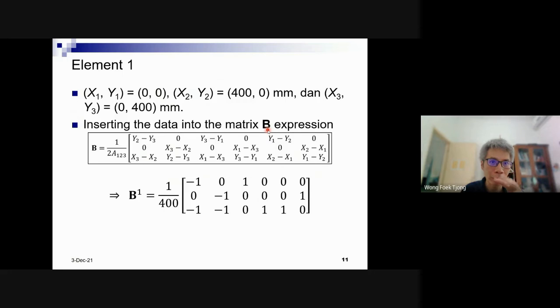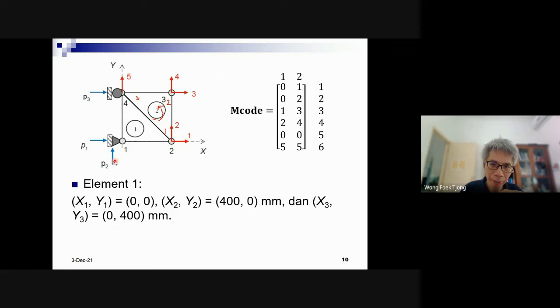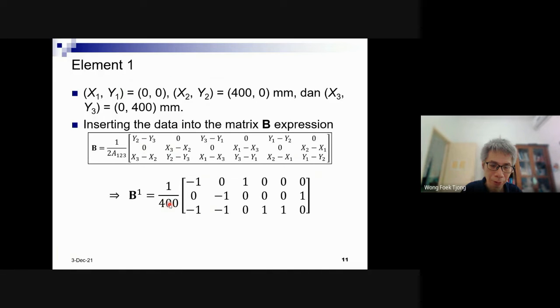Because if we want to calculate the stress matrix, we should first calculate B, right? And we have the formula for B, this one. You just plug in these numbers to this. What's the area? 2 times the area of this triangular element is 400 times 400, okay? That's 2 times area, just the area of the square. Yes, 400 times 400.